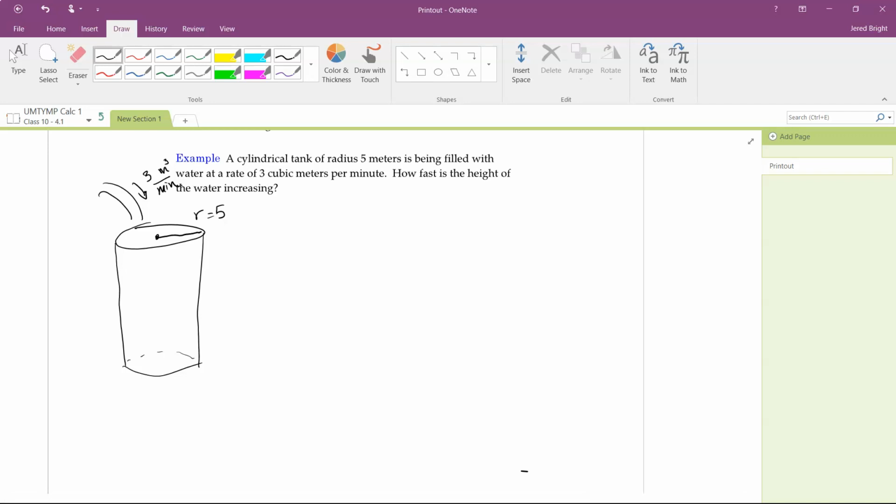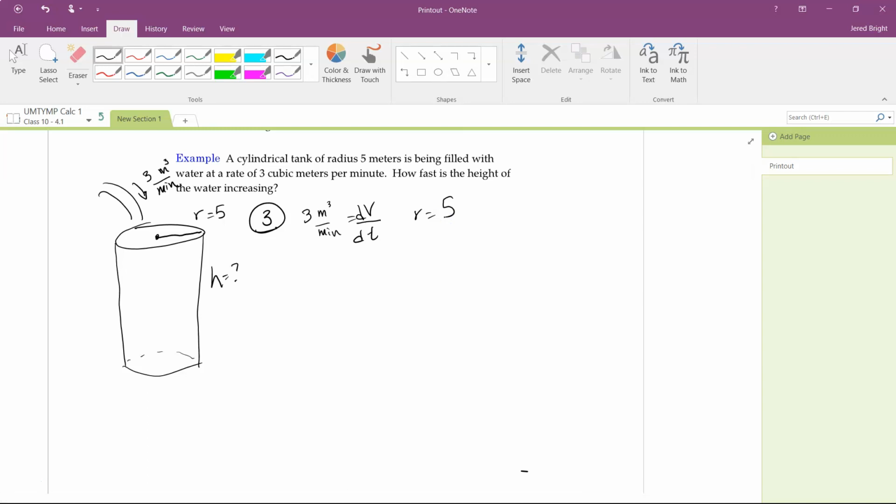Introduce notation and label quantities. Well, I've labeled the r, right? Let's see, cylinder, there's going to be an h. I don't know what that is. And then this 3 meters. So in step 3, if I think about this, the 3 cubic meters per minute, that's a volume per time. And so I'm going to say that's the change in volume with respect to time. And I also know that radius is 5. So I think that's all the information that was presented to me in the problem.